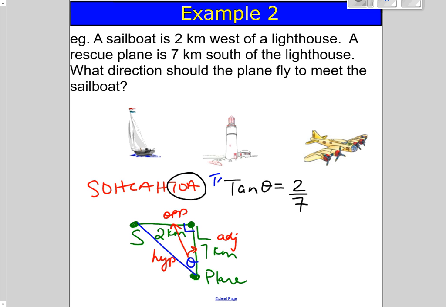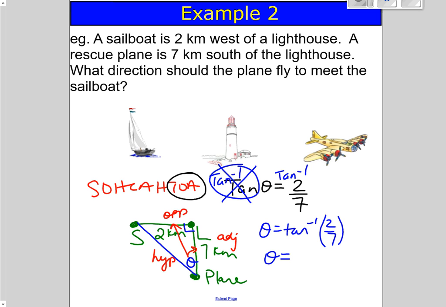I want theta, so I'm going to have to get rid of the tan by taking the tan inverse of each side. And theta is equal to tan inverse of 2/7. All right, second function, tan, bracket 2 divided by 7, bracket, equals, and I get, if I round that properly, 16 degrees, which means that this angle in here is 16 degrees.